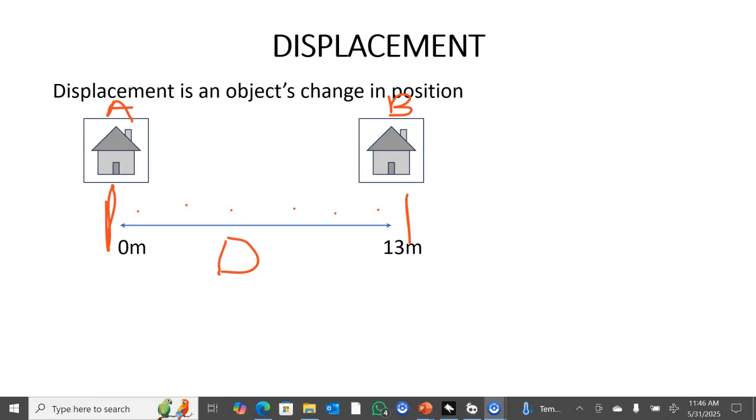At the back of your mind, remember this: displace is to change something. Displacement, the change, is an object changing position. That is what displacement is. And displacement is always in meters. The unit of displacement is always meters. So let's always remember that.